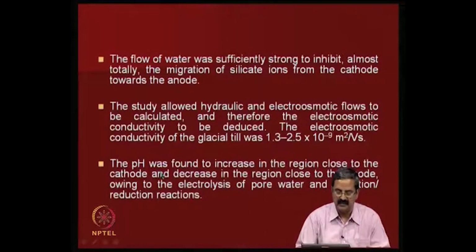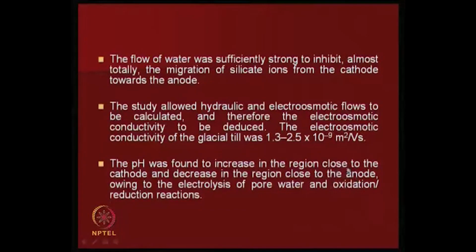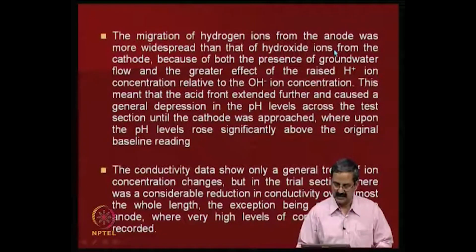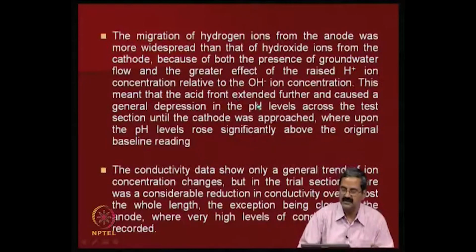So, this is an important variable, and pH was found to increase in the region close to the cathode and decrease in the region close to the anode, owing to the electrolysis of the pore water and oxidation reactions. The migration of hydrogen ions from the anode was more widespread than that of hydroxide ions, because there are two types of ions, hydrogen ions as well as hydroxide ions. Because they are all present in groundwater, the acid front extended further and caused a general depression in the pH values across the test section.